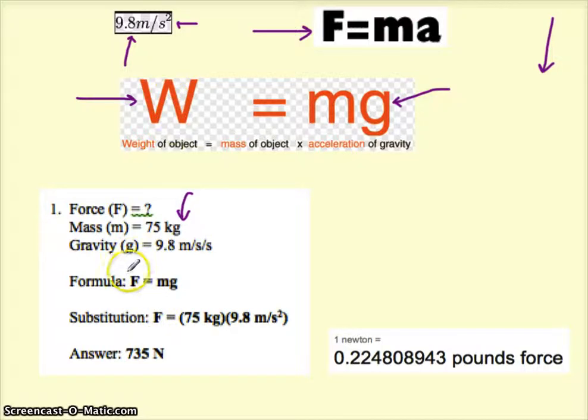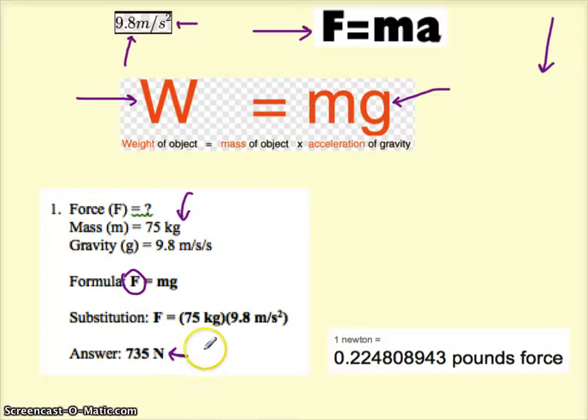Now notice what they did here. They put force instead of weight, but it's the same thing. It's the force going downward. So if you happen to see F equals mg or W equals mg, it's the same thing. And that would translate, once you multiply that out, to 735 newtons.